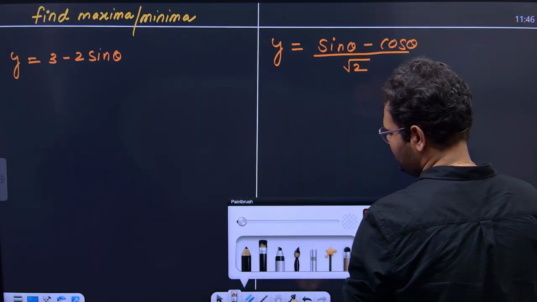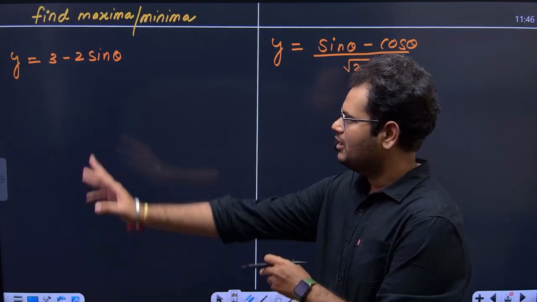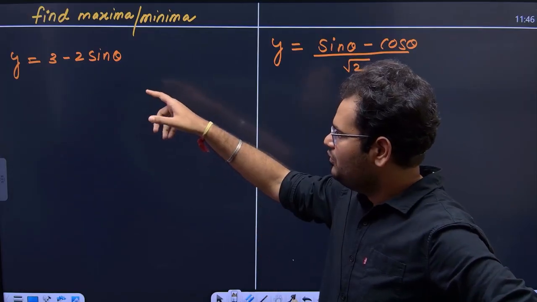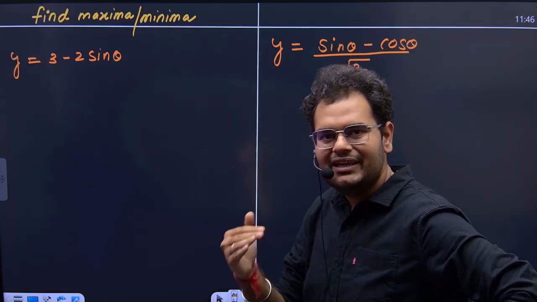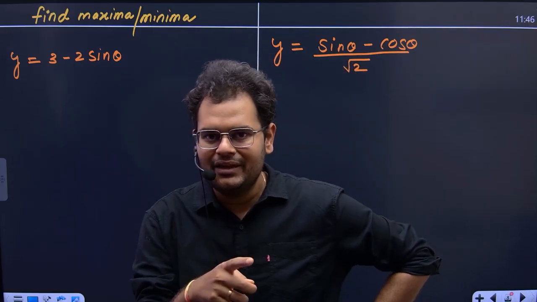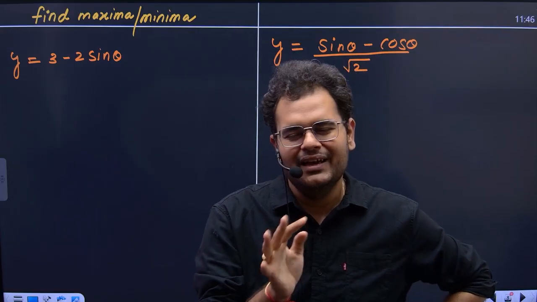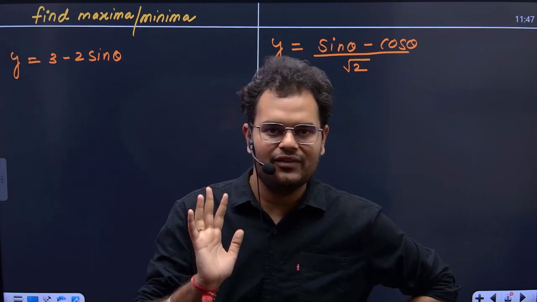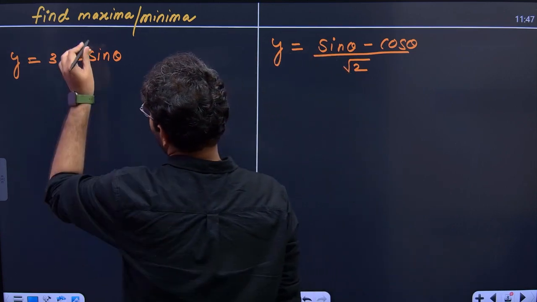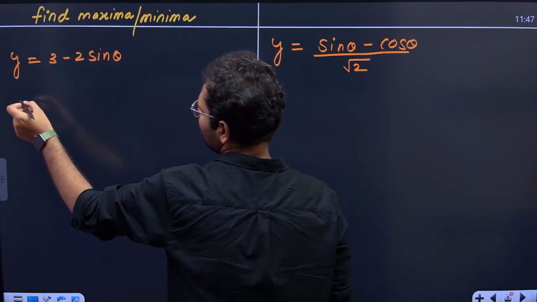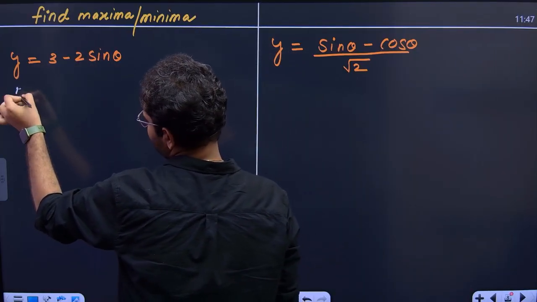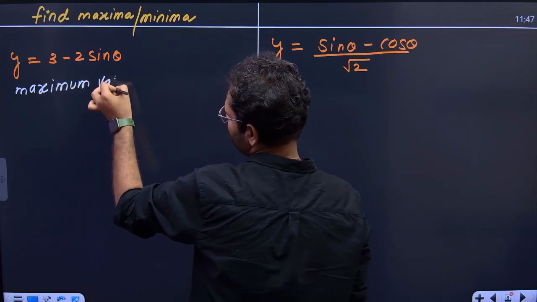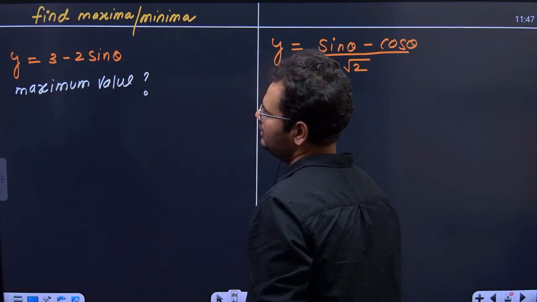Find maxima and minima of y is equal to 3 minus 2 sin theta. Now, if you try to solve this with differentiation, it will take time because we have to differentiate one time. Then we have to check whether it is maxima or minima. Forget that. Use the simple formula, funda, whatever I have discussed. So let us say here I want to find the maximum value. Suppose in the question, maximum value is asked.